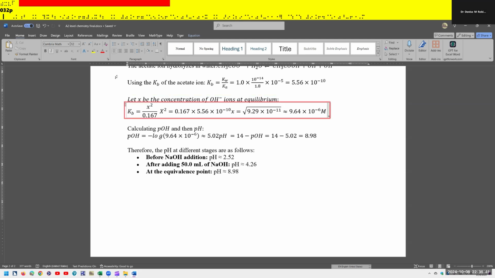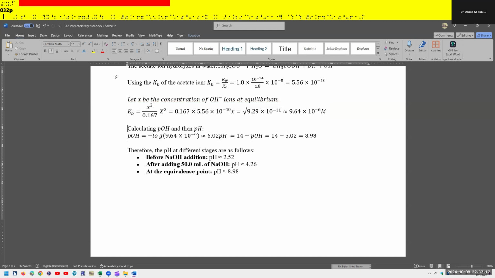Math content cap K sub B is equal to the fraction with numerator x squared and denominator 0.167 and fraction cap x squared is equal to 0.167 times 5.56 times 10 to the negative 10 power. X is equal to the square root of 9.29 times 10 to the negative 11 power, and root is almost equal to 9.64 times 10 to the negative 6 power. Cap M. And as you heard, the vinculum, of course, ended correctly at the end of that square root. So you just have to be really aware about when you're typing that out in order to get that correct. Otherwise, you have to go back and correct it.